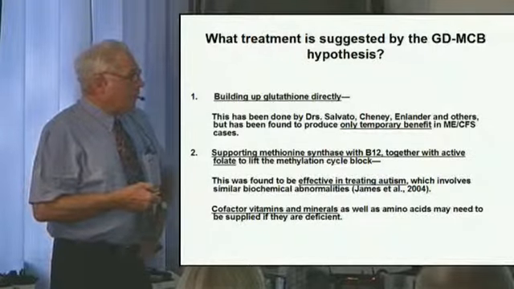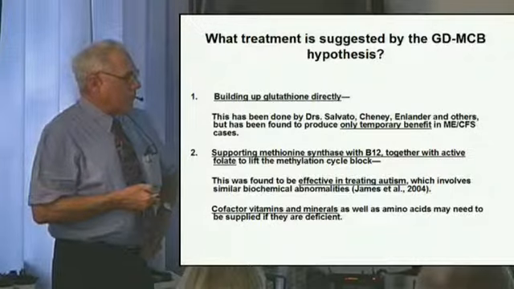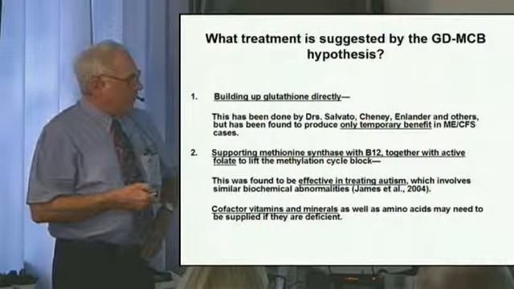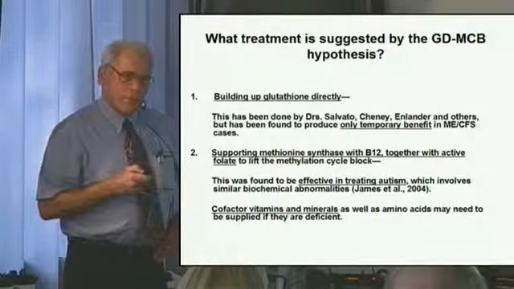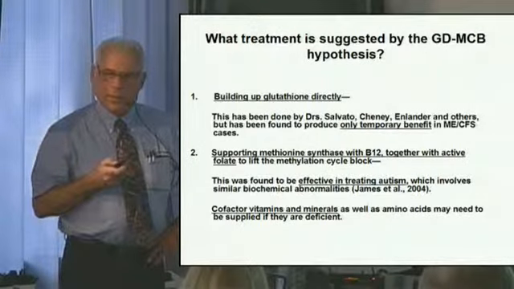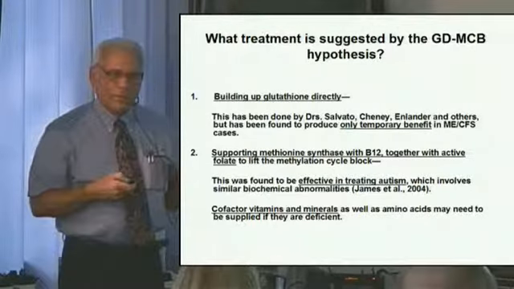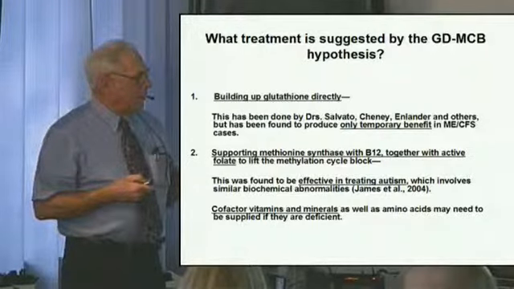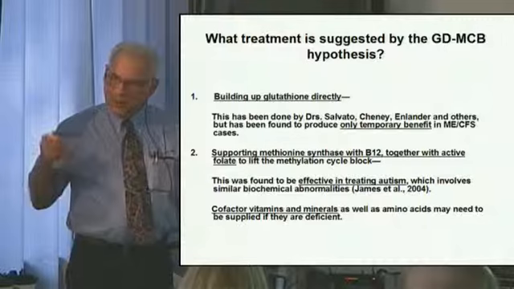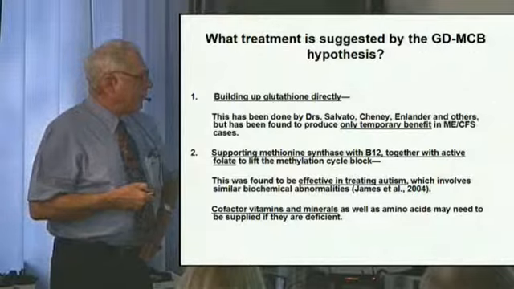So anyway, this treatment would be to support methionine synthase with B12 together with active folate in order to lift the methylation cycle block. That combination is the key to the treatment. For many years, people have used high-dose B12, and it helps some, but it's not permanent. But if you combine that with active folate, and I'll show you which ones I'm talking about, that combination lifts this block, raises glutathione, and you see some permanent benefit. So that's the key. And it took us a long time to figure that out.